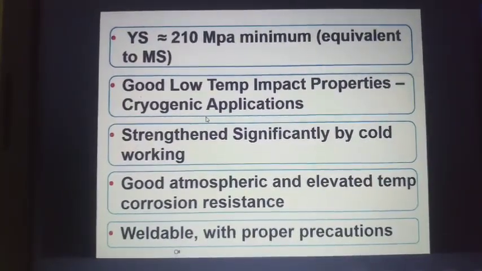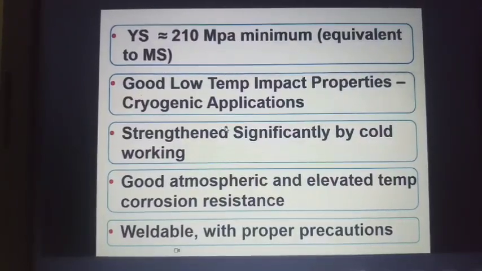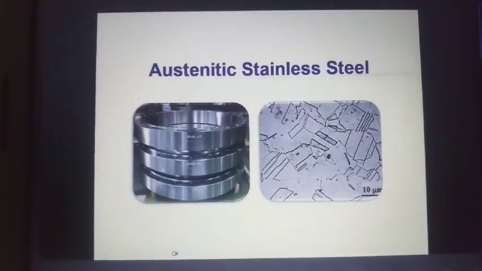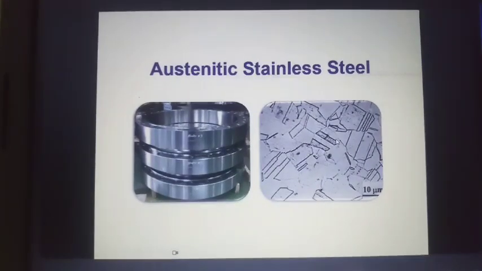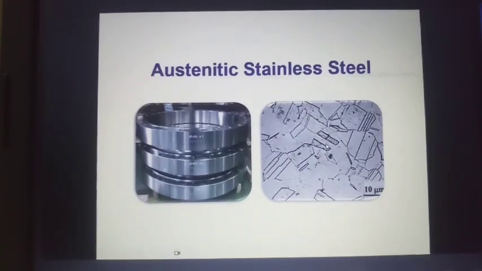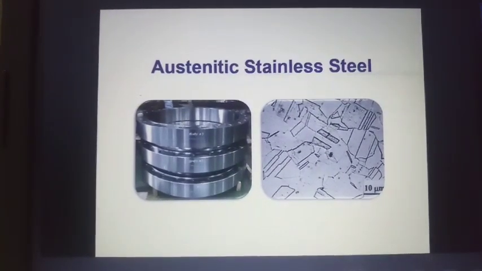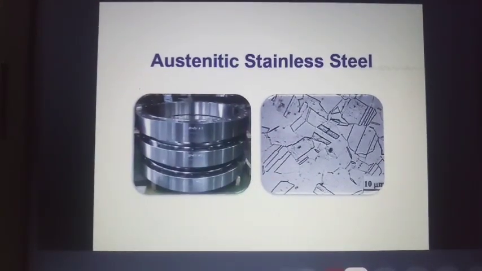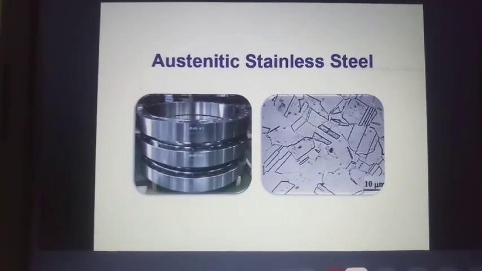that is because of your FCC phase. That is the austenite phase, which is face centered cubic. When you have a face centered cubic phase, any material like copper, aluminum, austenitic stainless steel, you will always have a higher sub-zero temperature operating limit.